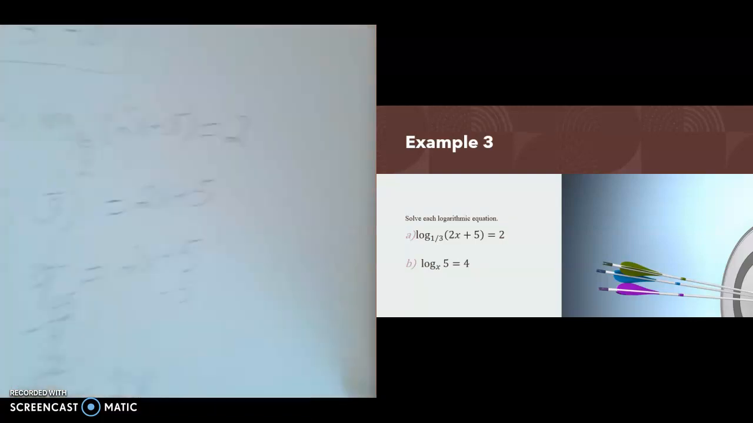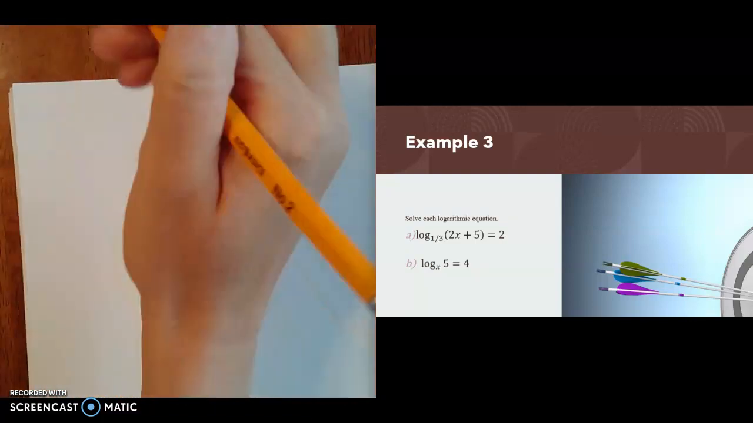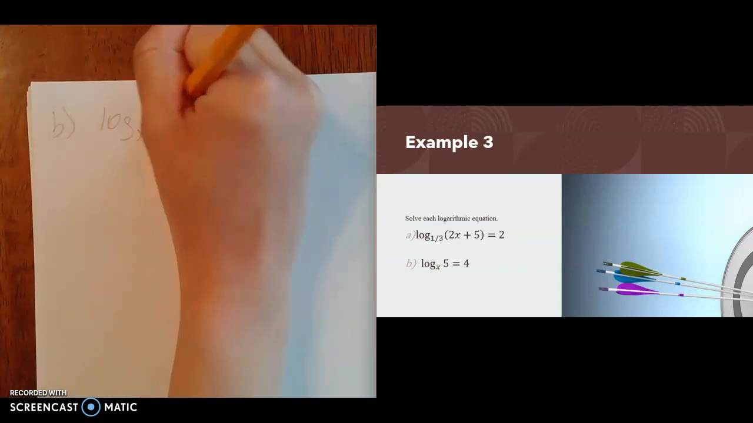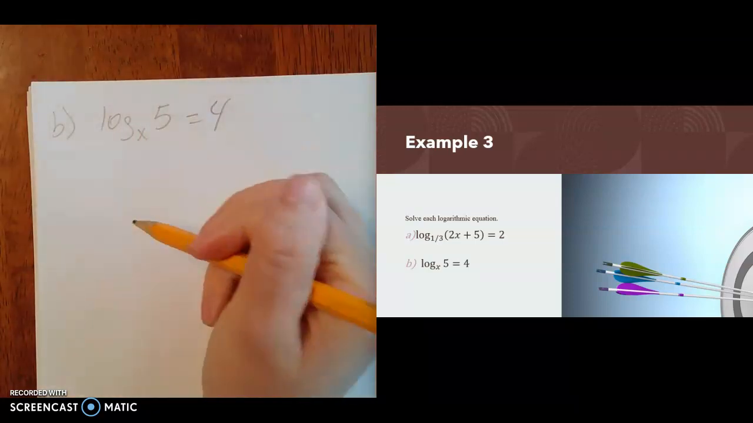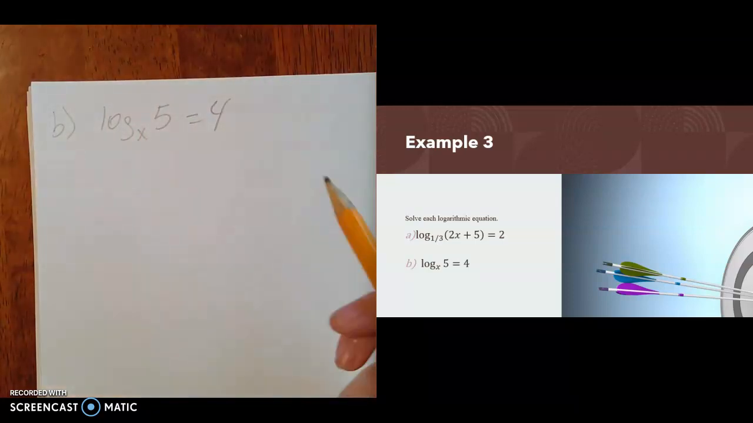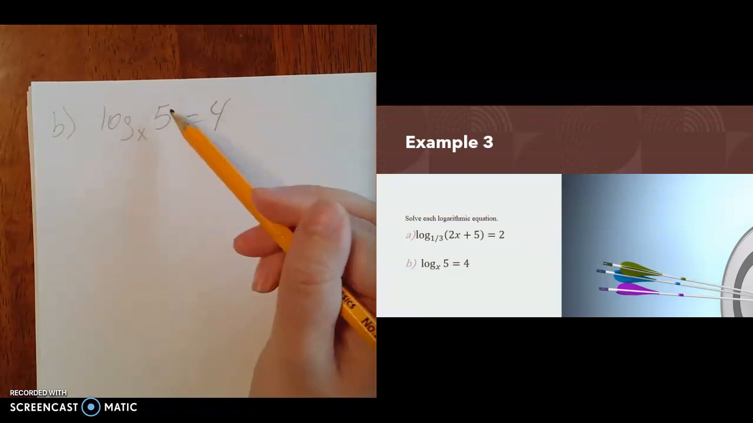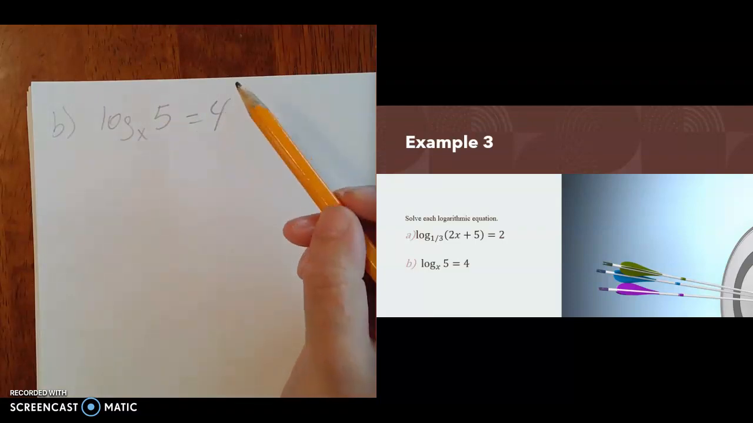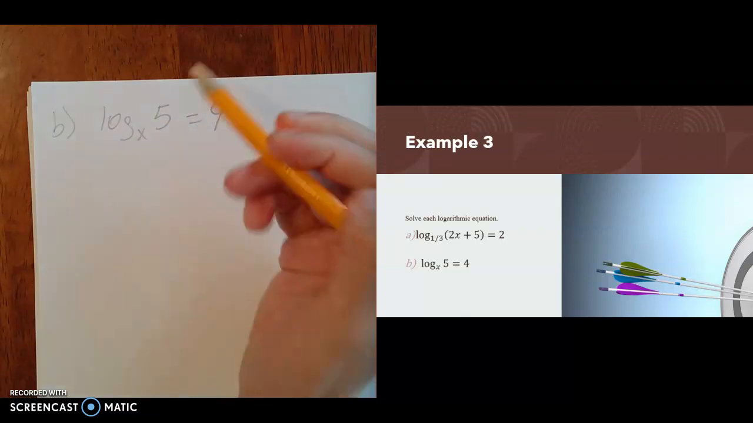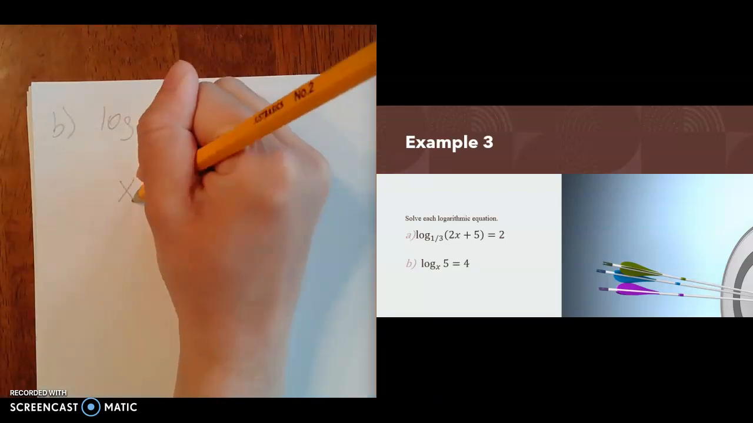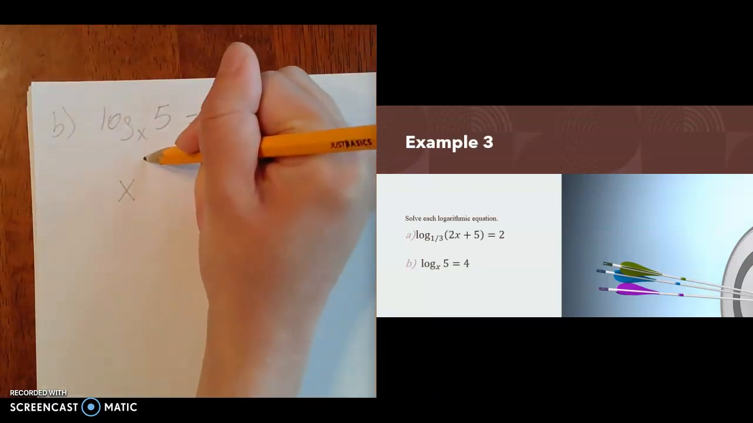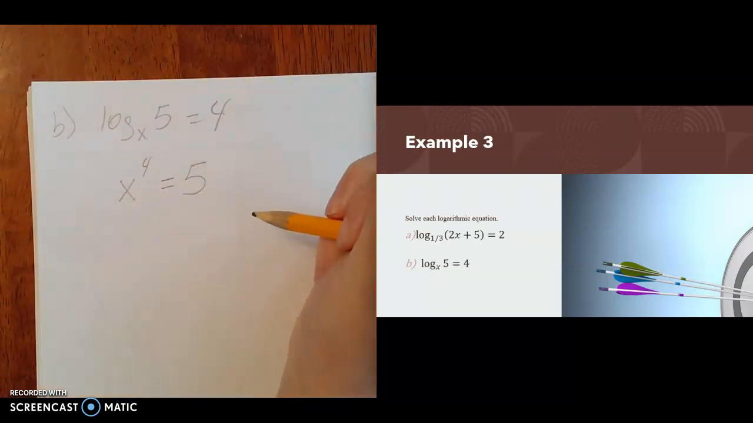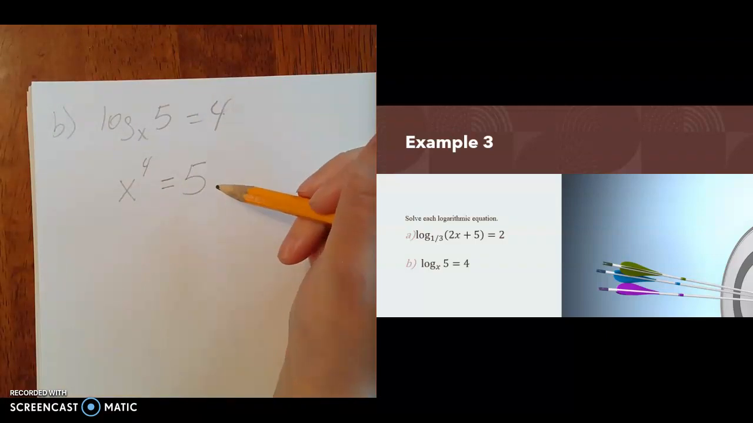Let's see, the next example I have in part B says that log base x of 5 equals 4. So this one, you notice I put the variable in a different place. It's in the base instead of in that middle part. But it's going to be the same idea. I'm going to do exponential form first. So the base for my exponential form would be x, because that's the base of my logarithm. My exponent is right here. My exponent is 4. And it equals that middle part. It equals 5. Okay?